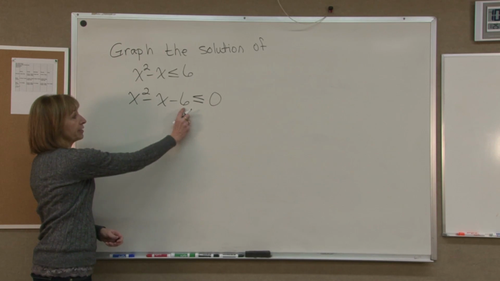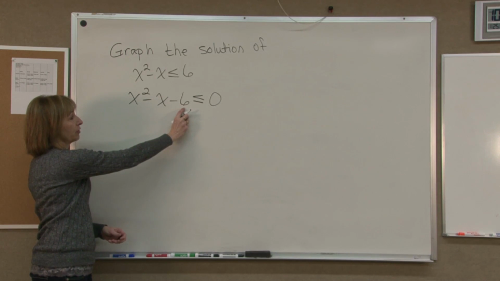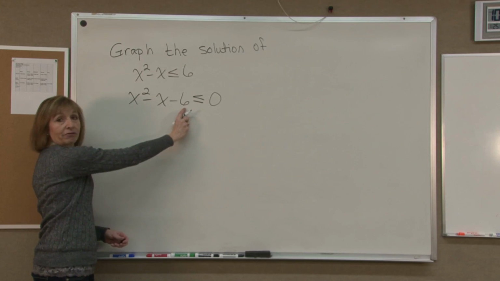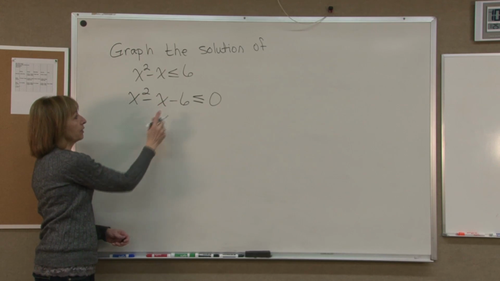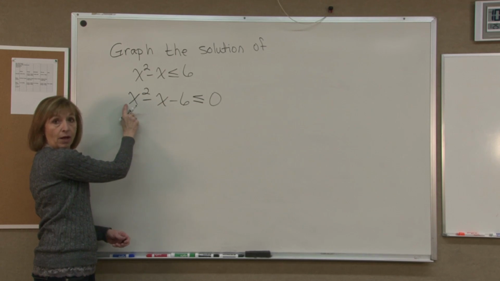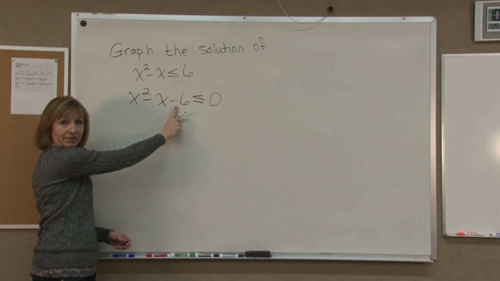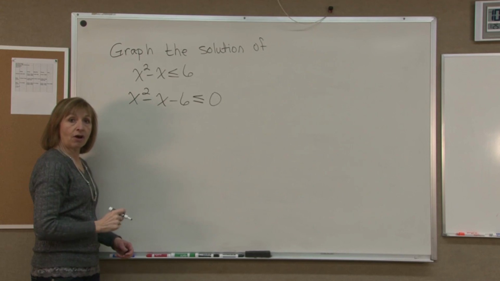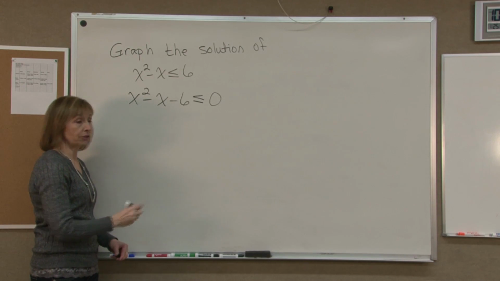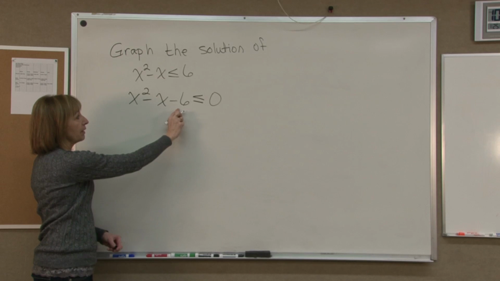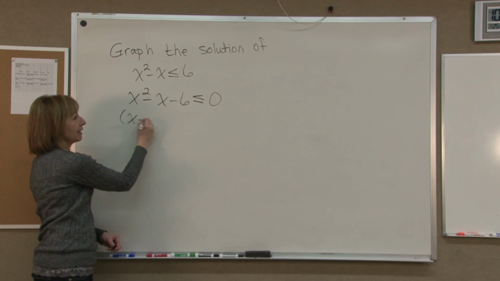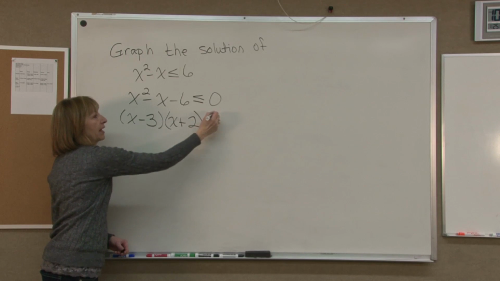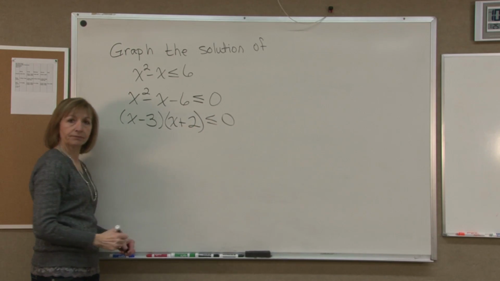So next we're going to factor this quadratic expression, and it's in descending order. There's no common factors. It is a trinomial with a lead coefficient of 1. So I'm looking for the factors of -6 that add to get -1. Those factors are -3 and +2. So we will factor x squared minus x minus 6 as x minus 3 times x plus 2, and that's less than or equal to 0.